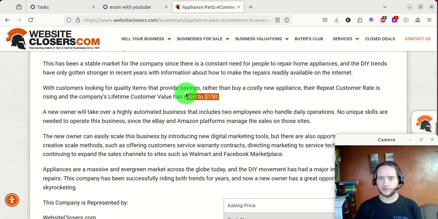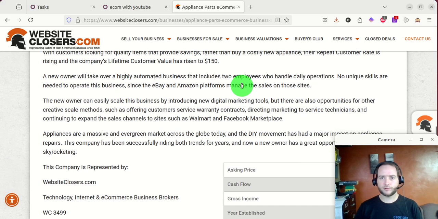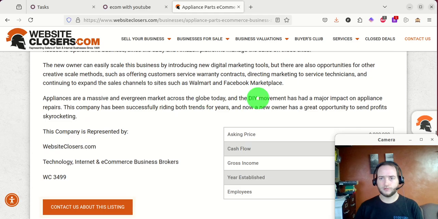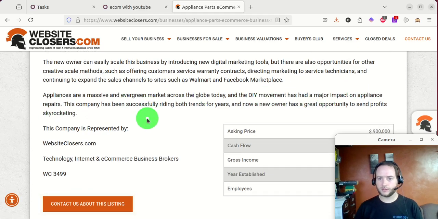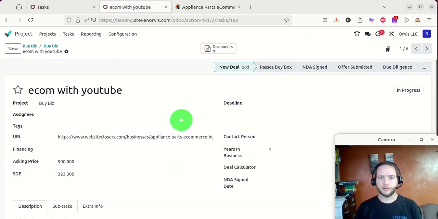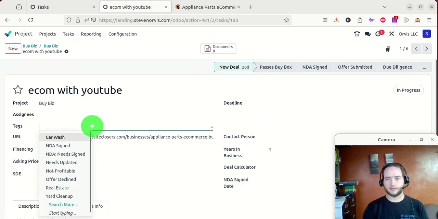Lifetime value is risen. So two-ish orders then per customer, not quite. Okay. Two employees to handle daily operations. That sounds like the shipping people. This sounds like we need to look at it deeper, see what's going on. I like this one. Alright, we're going to tag it with NDA needs signed.